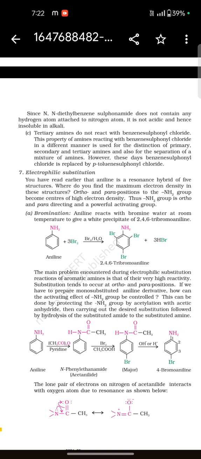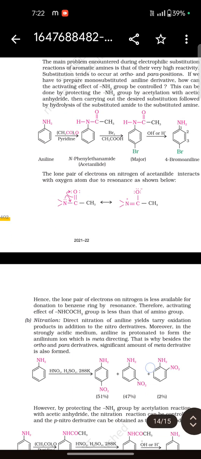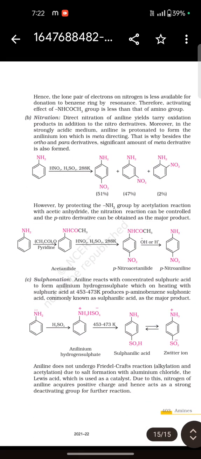Aniline in presence of (CH3CO)2O and pyridine reacts to form N-phenylethanamide. Again, in presence of Br2 and CH3COOH it reacts to form 4-bromo derivative, which is the major product, and after reacting with OH- or H+ it forms 4-bromoaniline, which is the minor product. The lone pair of electrons of nitrogen of acetanilide interacts with the oxygen atom due to resonance. That is, the lone pair of electrons on nitrogen is less available for donation to the benzene ring by resonance. Therefore, the activating effect of the NHCOCH3 group is less than that of the amino group.